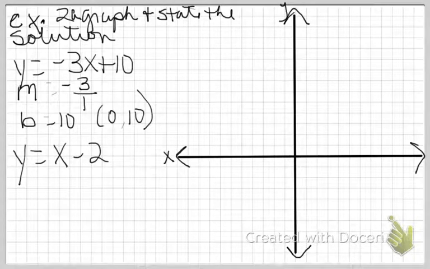So if we're going to graph this, plot 0, 10, we're going to go down 3, to the right 1, down 3, to the right 1, okay, draw the line.